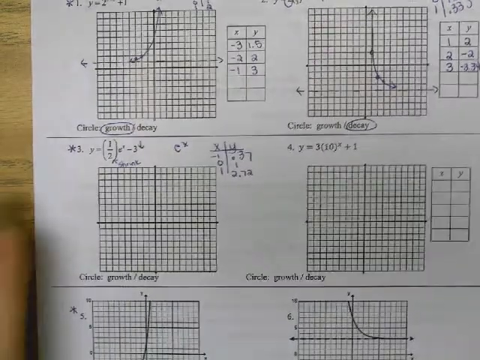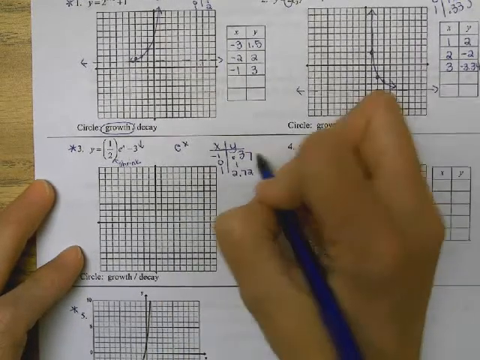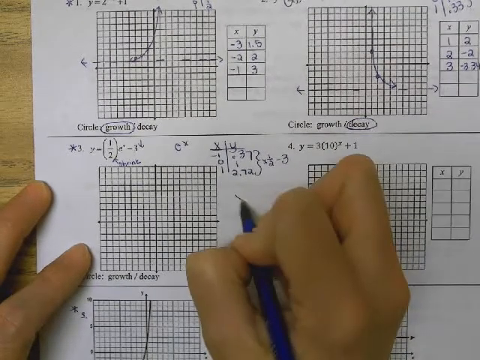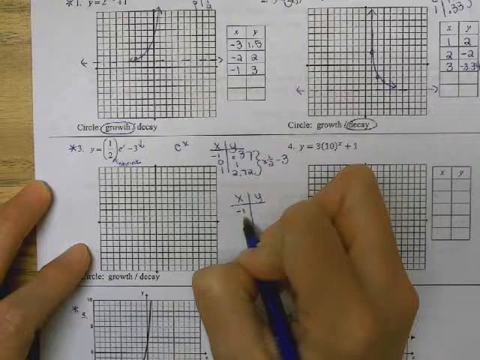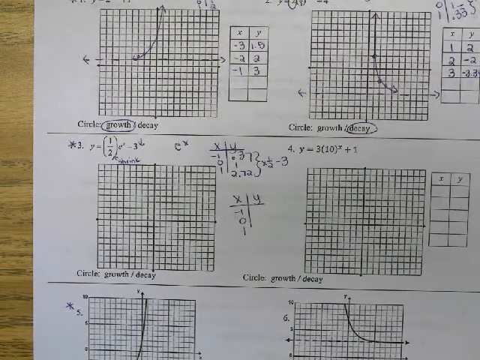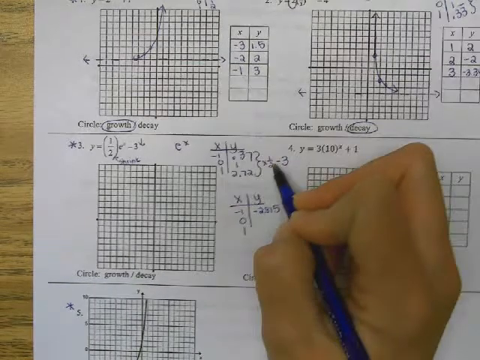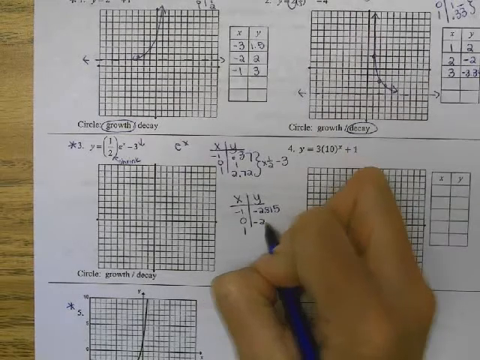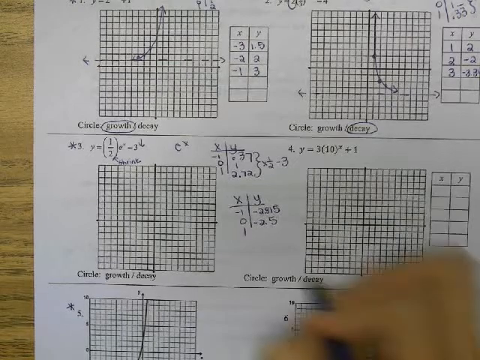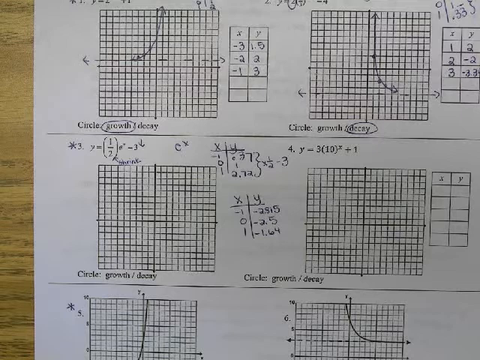So my x's are not going to change at all on this one, but my y's are going to be multiplied by a half and then moved down 3. So I'm going to multiply by 1/2 and then subtract 3 on those y's to get my new table of values. So 0.37 times a half, and then subtract 3, I get negative 2.815. 1 times a half, and then minus 3 gives me a negative 2.5. 2.72 times a half minus 3 gives me negative 1.64.